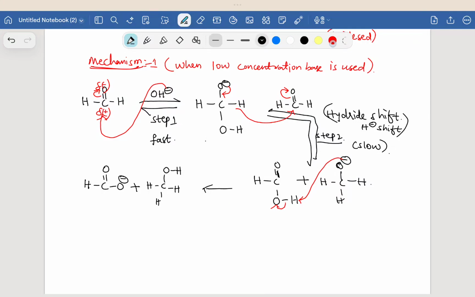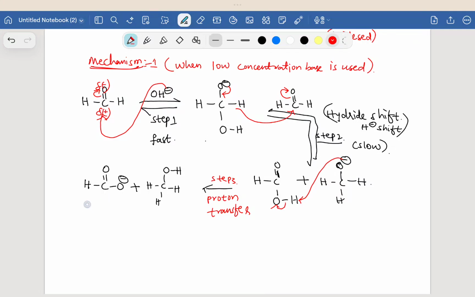This step is proton transfer, proton exchange. Why? Because proton is hydrogen, right? This hydrogen is shifting here, so that is called proton exchange. This is step 3. Now in this one, up to here, that's it. This reaction got finished now.